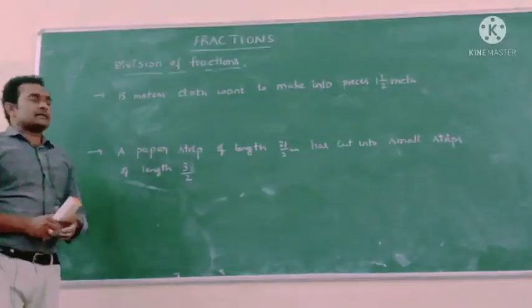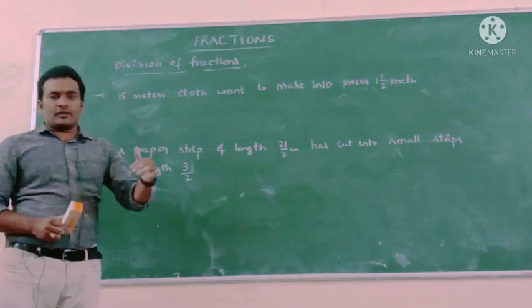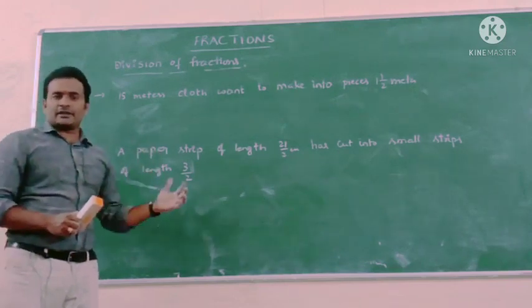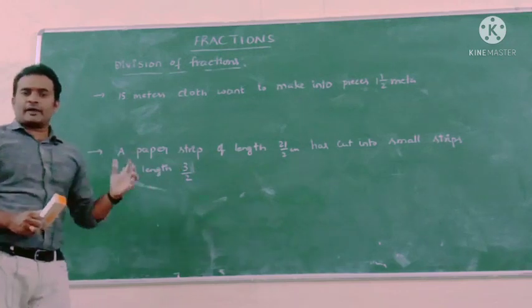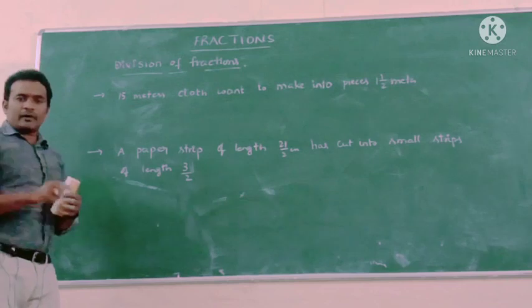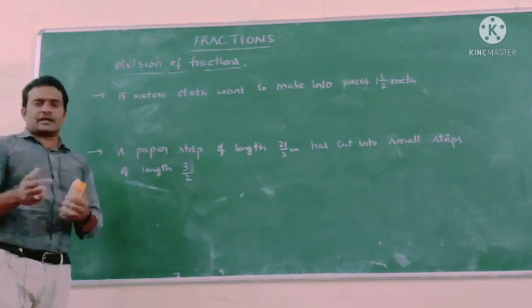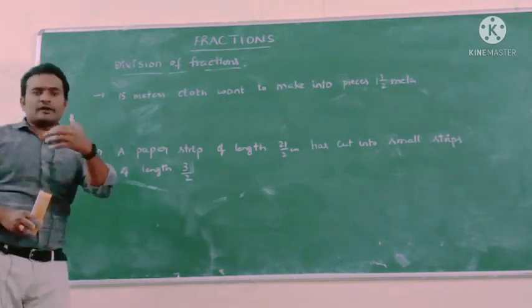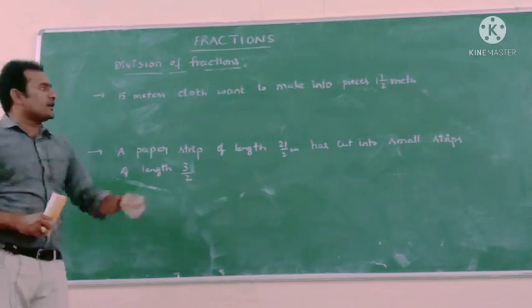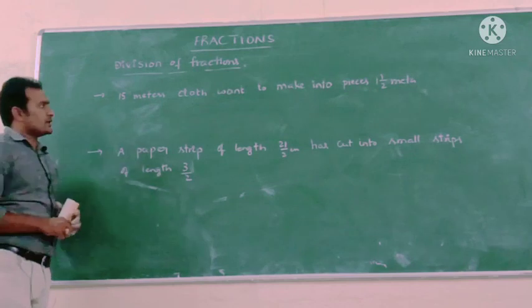I am going to discuss the division of fractions. Till now we have discussed the multiplication of a fraction with a fraction, and of a fraction with a whole number. Now we are going to division of fractions. How can we divide a fraction by another fraction? Before explaining diagrammatically, I would like to give two examples.